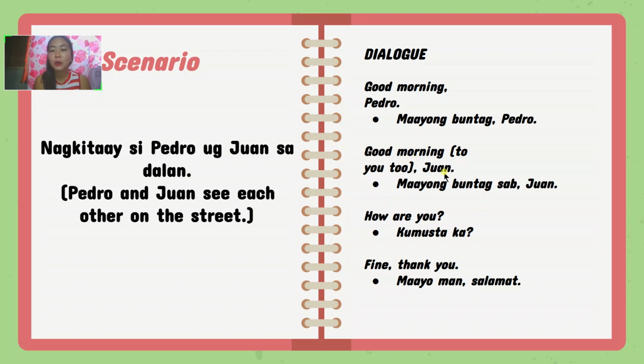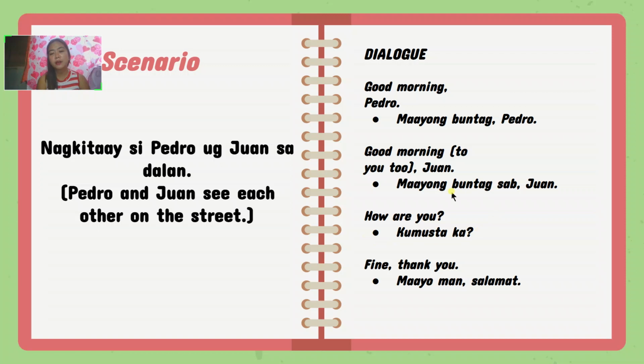And then, Pedro said, "Good morning to you too, Juan." So, this means that he is also greeting Juan. That is why there is "to you too." Meaning, maayong buntag sab, Juan. Sab means, where is it? I forgot. Okay, so sab means again or also. Maayong buntag sab, Juan, or good morning also, Juan.